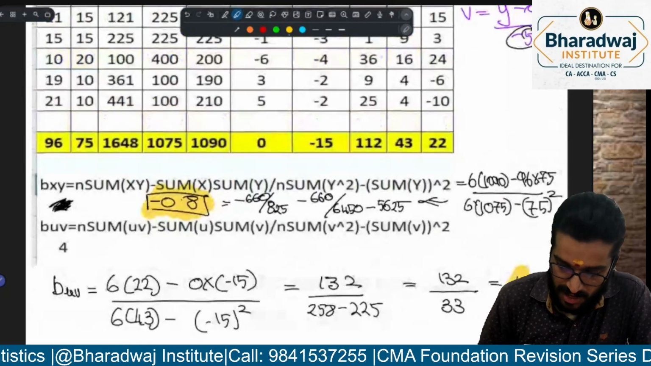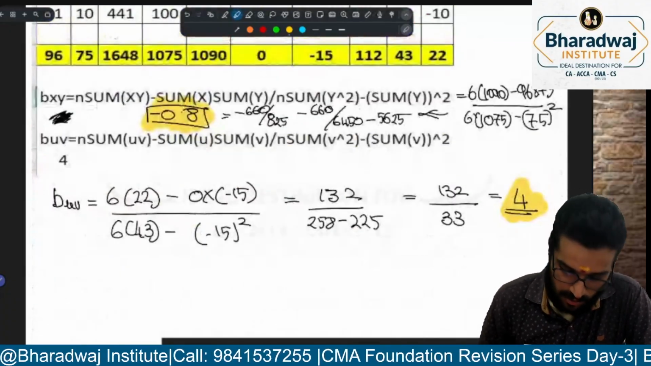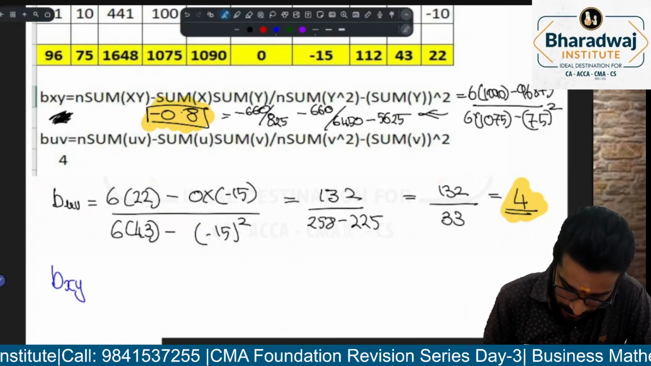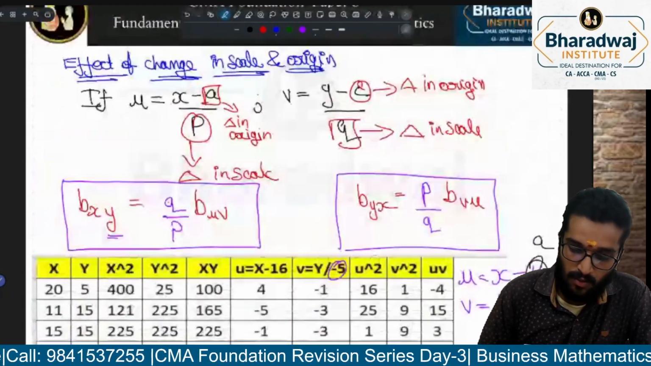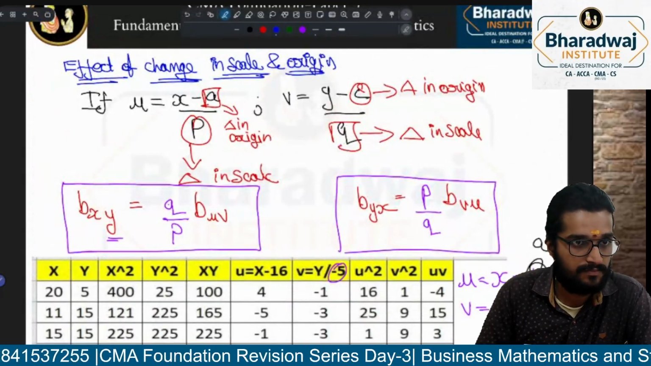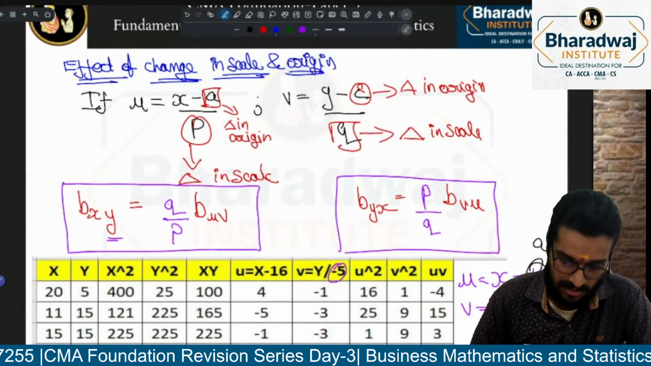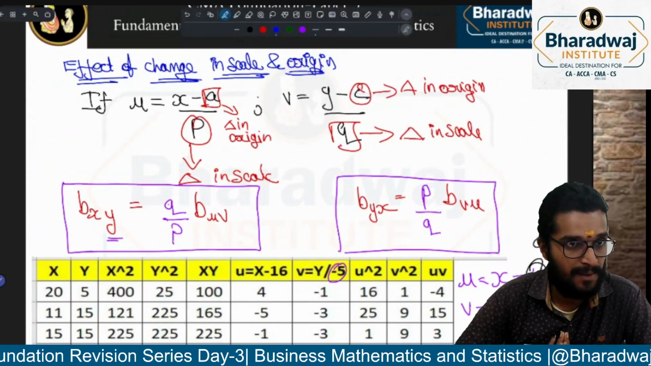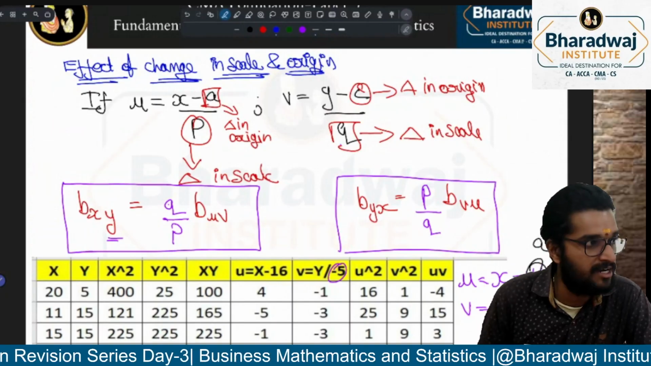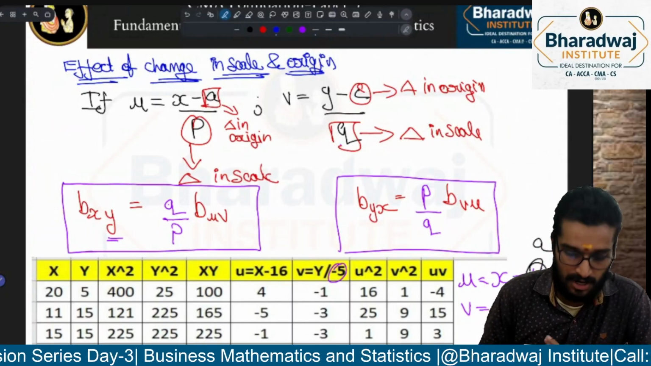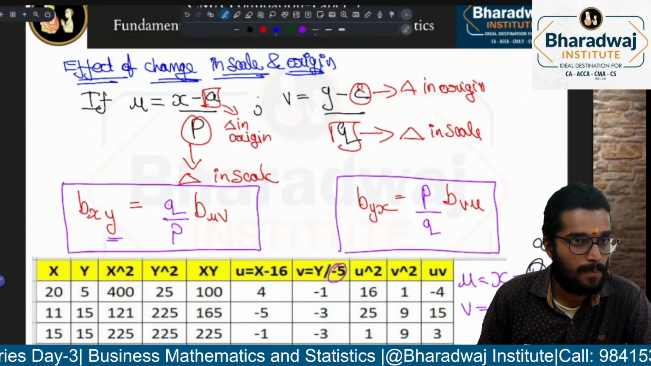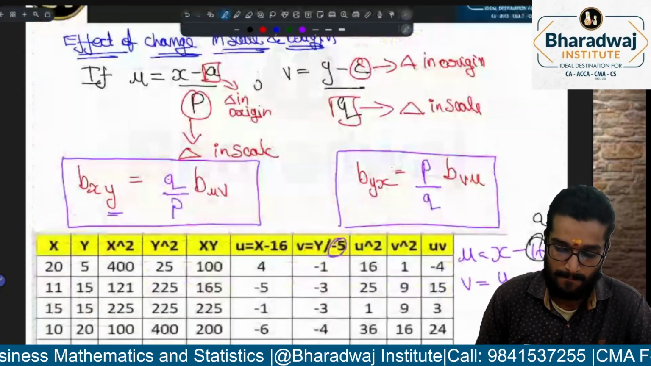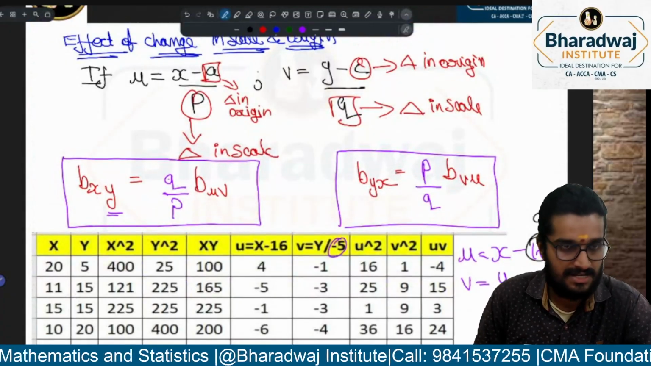Now, we found that bxy is equal to... what is the change in scale in another variable? See here, bxy: y is the independent variable, x is the dependent variable. What is the change in scale in the independent variable? 1 by q. It's q. Q should be minus 5. As mentioned, 1 by q is the change in scale.